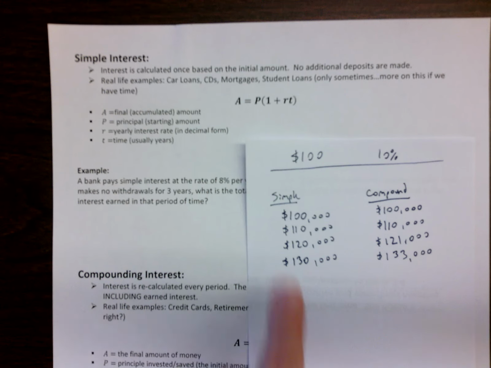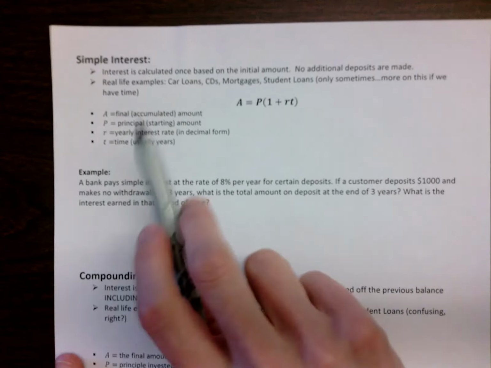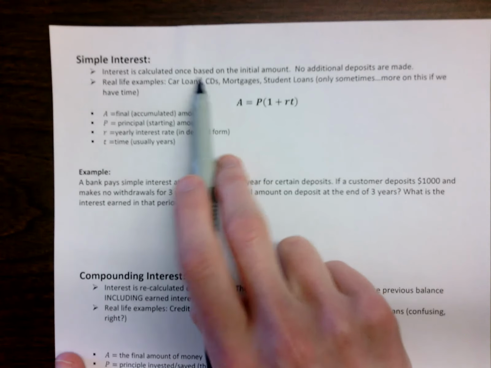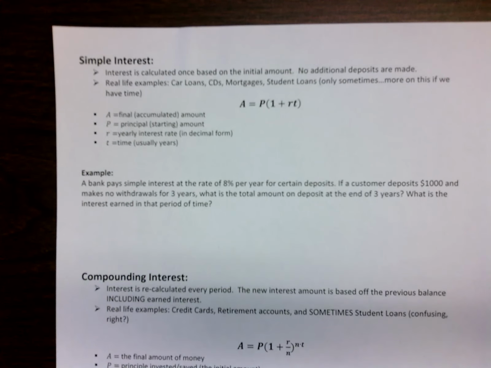Okay, so let's talk simple interest, right? Where they calculate it just based off of the first amount. So your interest is calculated just one time based on the initial amount. No additional deposits are made. Okay, so what that means is that when you put money into this account, you don't continue adding money.